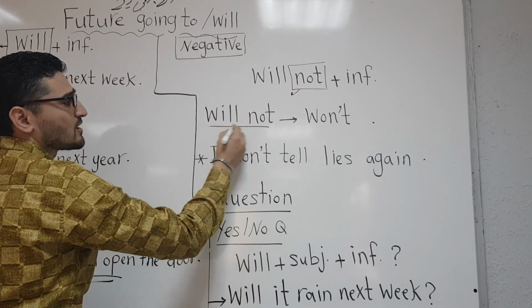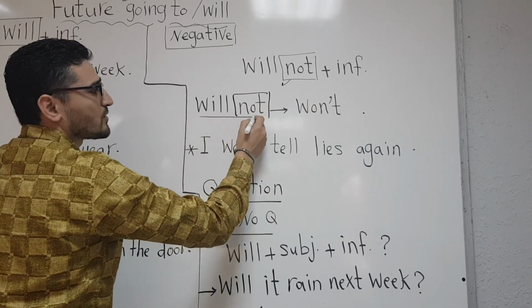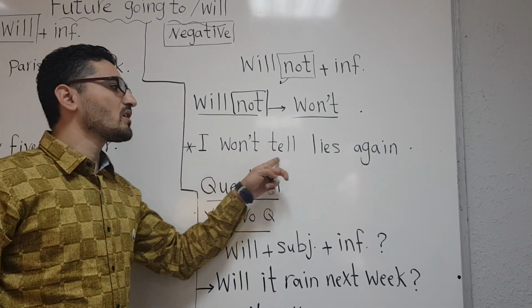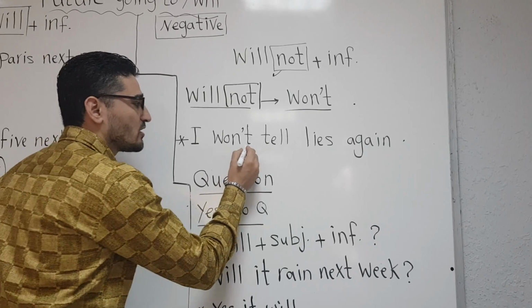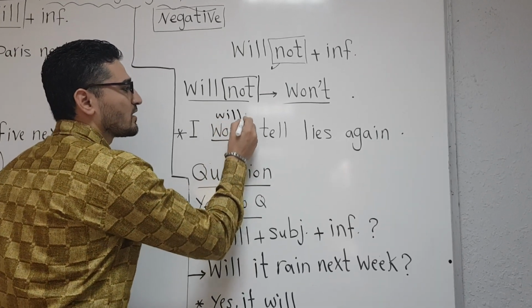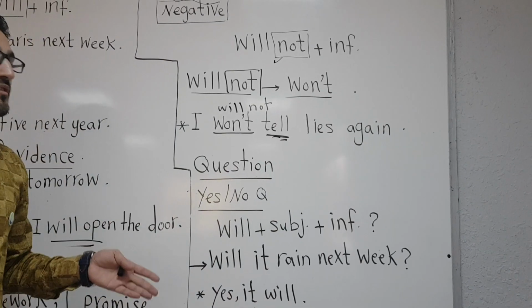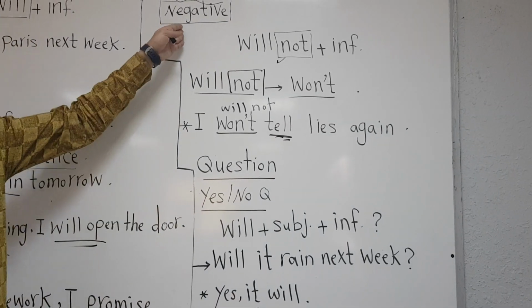And don't forget that will not, the short form for it is won't. For example, when I say I won't tell lies again, so here won't means will not, and then the verb in infinitive. I won't tell lies again. This is the negative form.